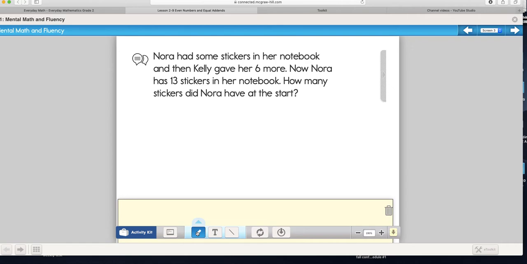Zayden, we're doing this problem, honey. You have numbers that aren't even part of our problem on your board. We're doing this problem right here. The one right in front of you. Nora had some stickers in her notebook. Then Kelly gave her 6 more. Now Nora has 13 stickers in her notebook. Just have a seat when you're done, because we're almost done. Actually, no, you will need to get your dry erase board and your marker when you come in. Derek, it should be up over your face all the time.